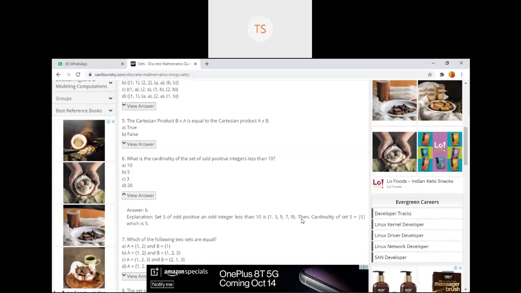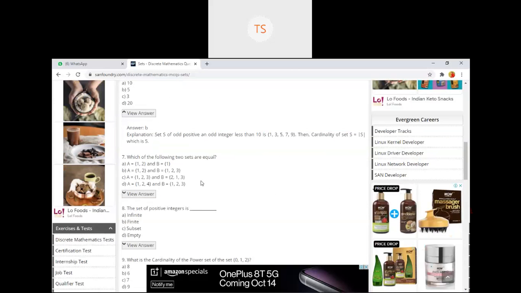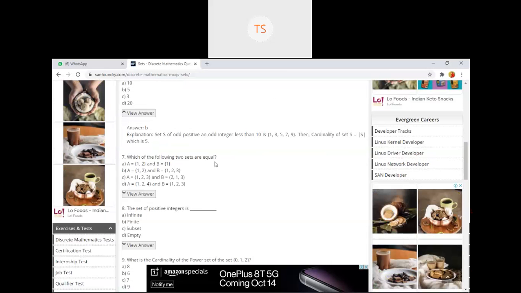Now question number 7. Which of the following two sets are equal? Now you have four options. Now tell me which two sets are equal. Okay, before that, tell me when two sets are equal.